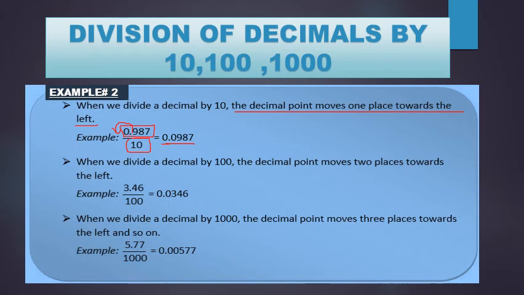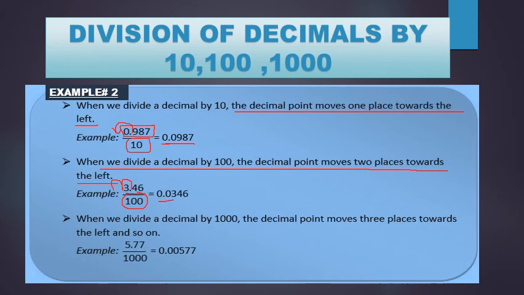In another example, 3.46 is divided by 100. When we divide a decimal by 100, the decimal point moves two places towards the left. Now we move this decimal point two places towards the left. As there are no digits to the left of the decimal point, we put 0 as a placeholder.